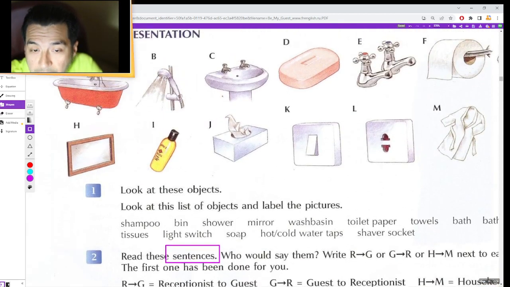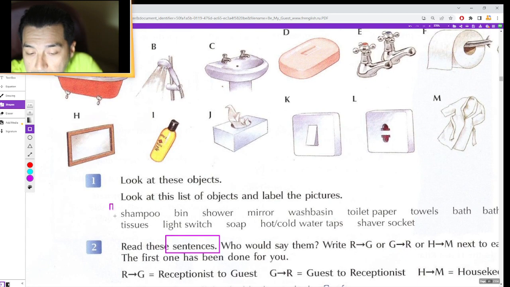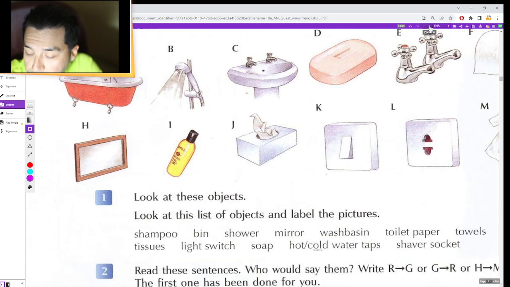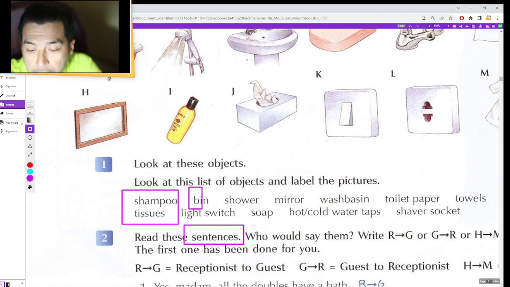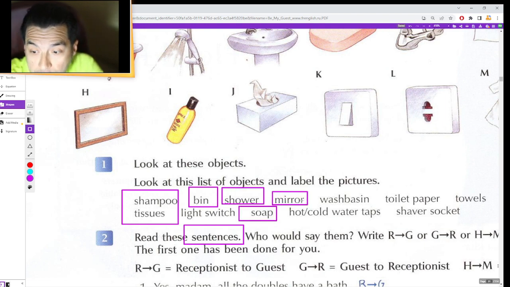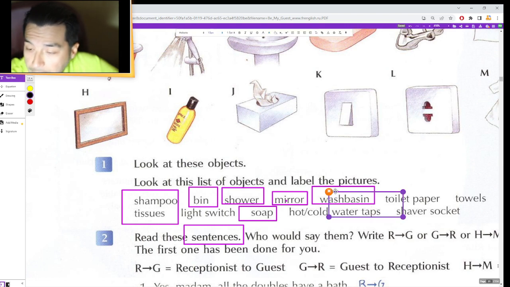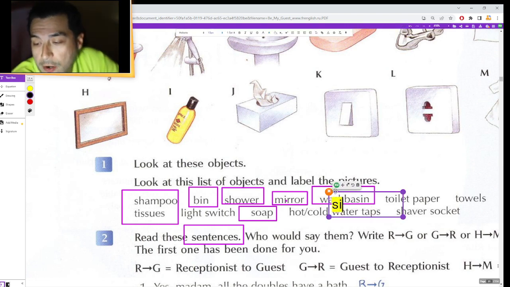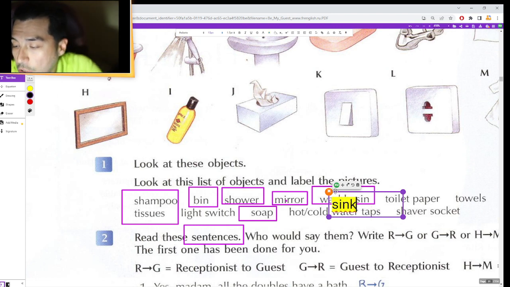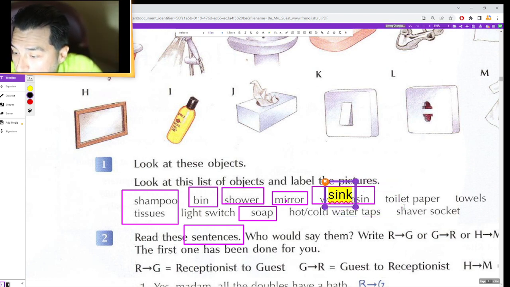The objects in the bathroom. We have shampoo, tissues, light switch, the trash bin, the shower, soap, mirror, the wash basin, or the sink. In United States, we call it the sink. We have the water taps, toilet paper, shaver socket, towels.